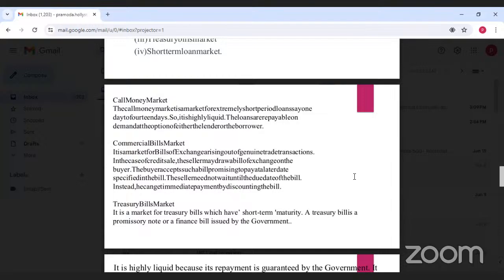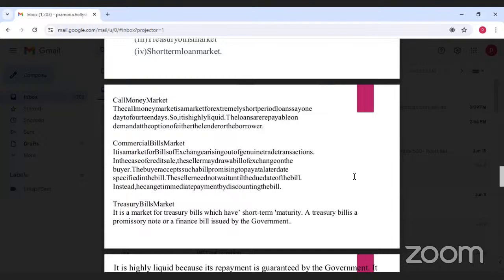Yes, ma'am. Now we'll move to the next one, commercial bill market. This commercial bill market deals with genuine trade transactions. Generally, this bill market is applicable for a seller who is selling goods on credit basis. When a seller sells goods on credit to the customer, that means the buyer is not ready to pay cash immediately. So the seller draws a bill on the buyer, stating that I have sold this much worth of goods to so and so, and this is the price, and the repayment period can be 1 month, 2 months, or 3 months.